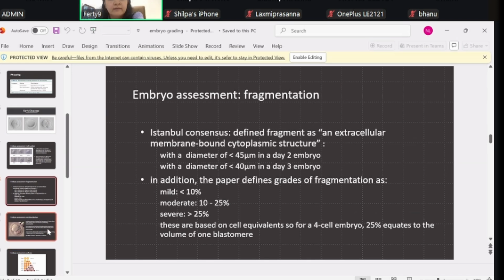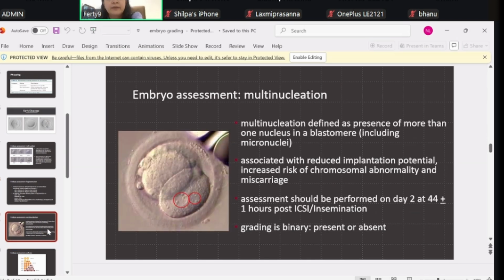Then, coming to embryo assessment: multinucleation. Multinucleation is the presence of more than one nucleus in a blastomere. It is also associated with reduced implantation and a risk of chromosomal abnormalities, which causes miscarriage. The assessment should ideally be performed on day 2. Grading we generally report as binary, that is, present or absent.